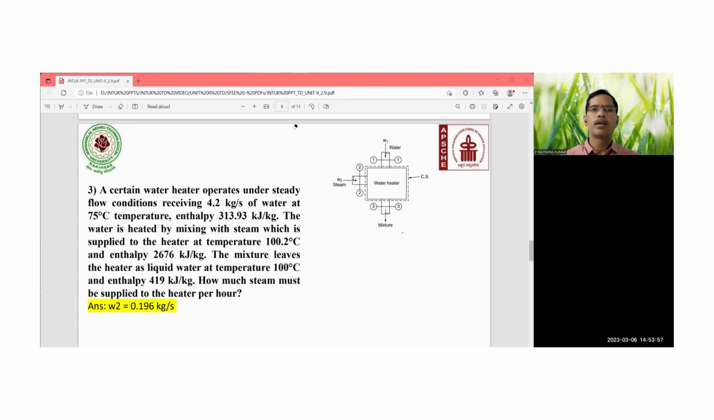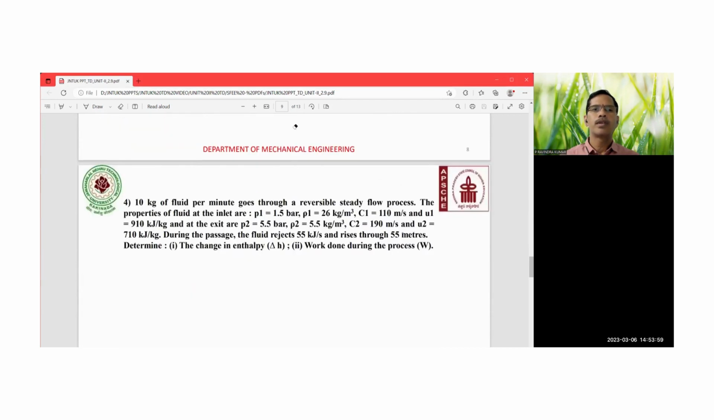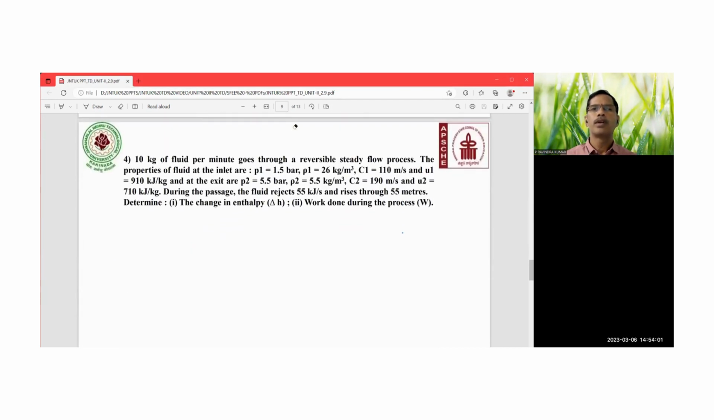Next, the fourth one. So this is the fourth problem, and here it is mentioned that 10 kg of a fluid per minute, that is the mass flow rate, goes through a reversible steady flow process.